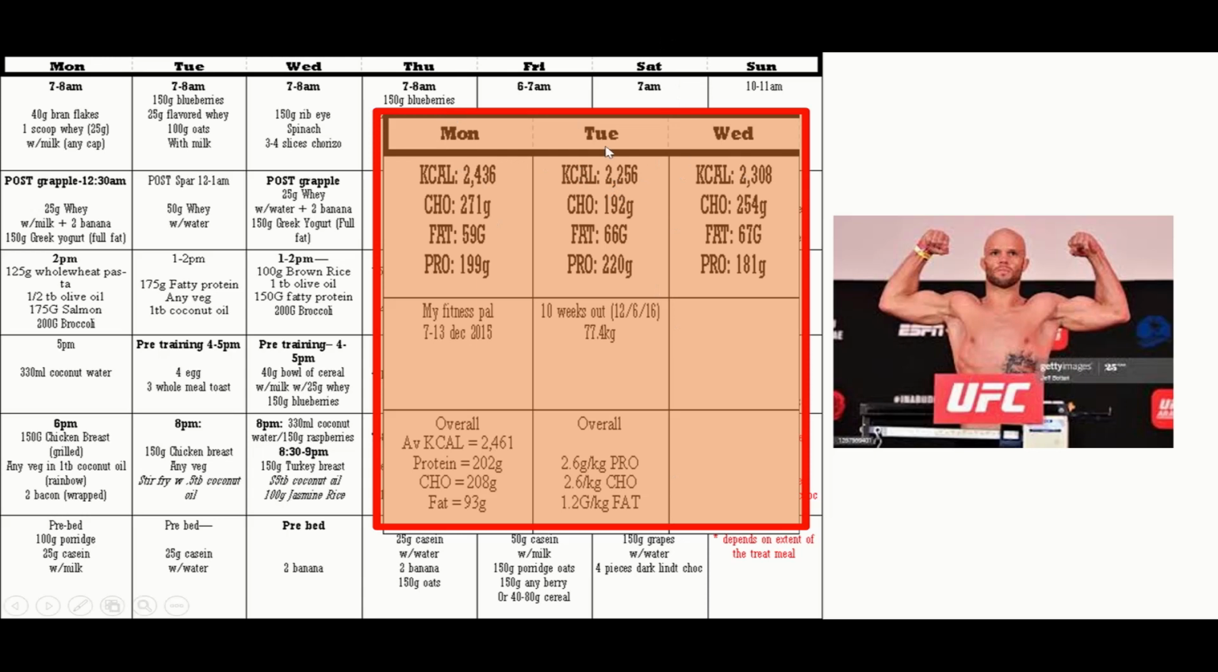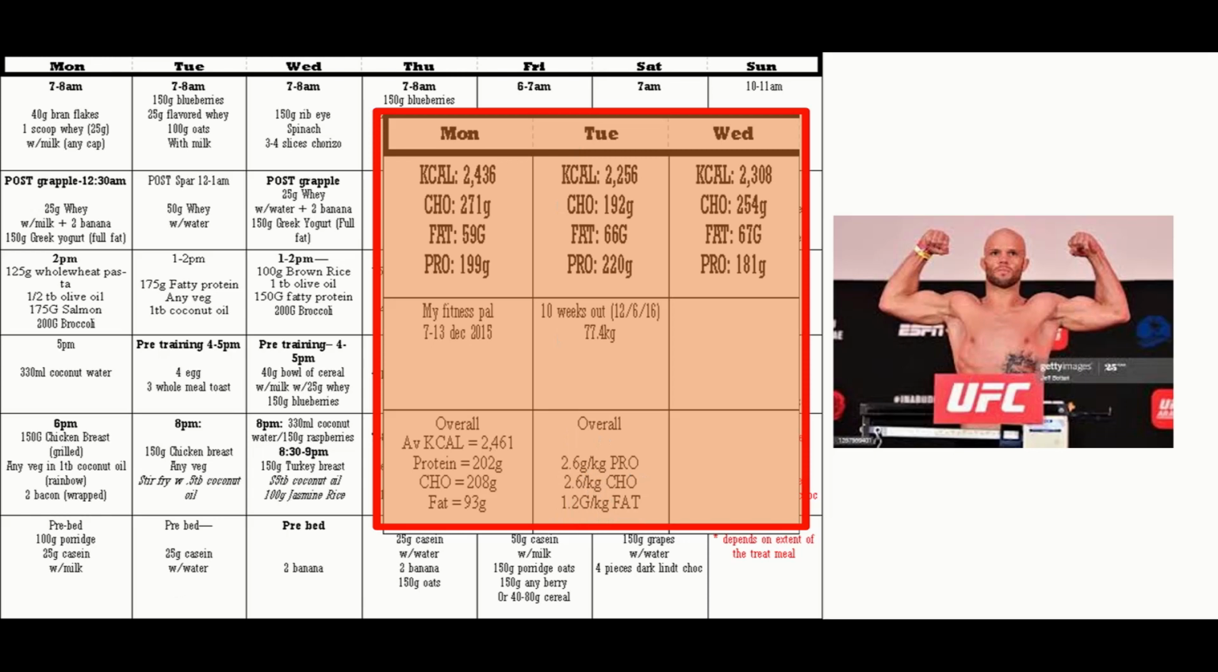Now, why am I showing you this in relation to energy intake and energy expenditure? Because once I've got a weekly figure for what he's consuming, and you can see here he's consuming 2.6 grams per kilogram of protein, 2.6 grams per kilogram of carbohydrate, and 1.2 grams per kilogram of fat. So that's over the course of the week.